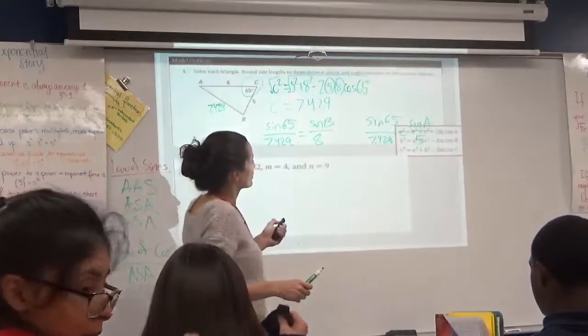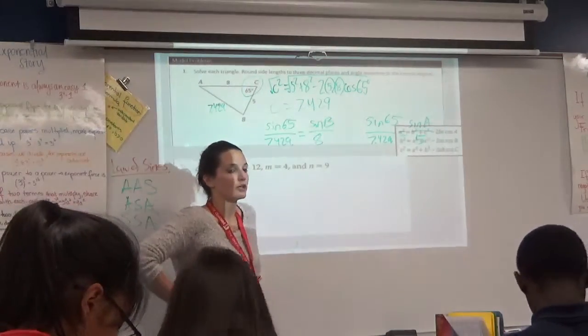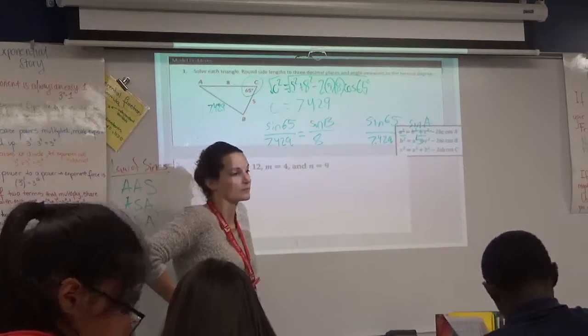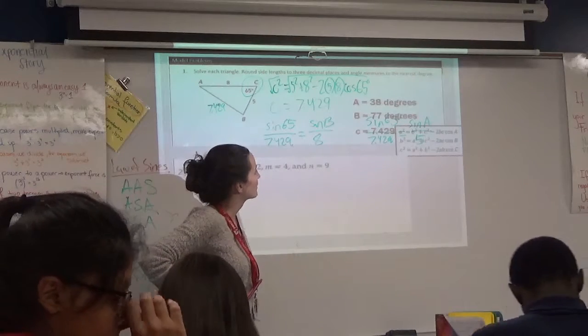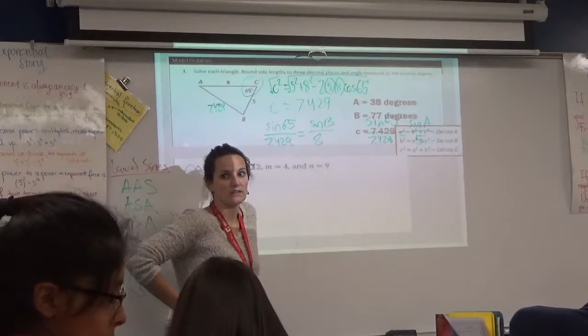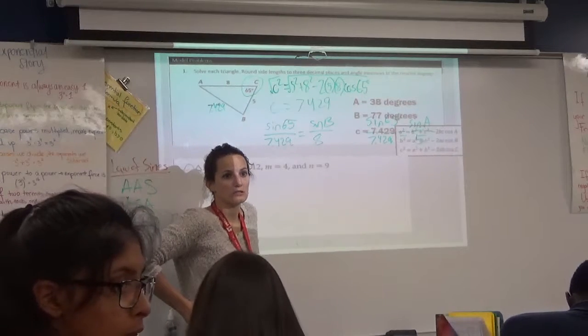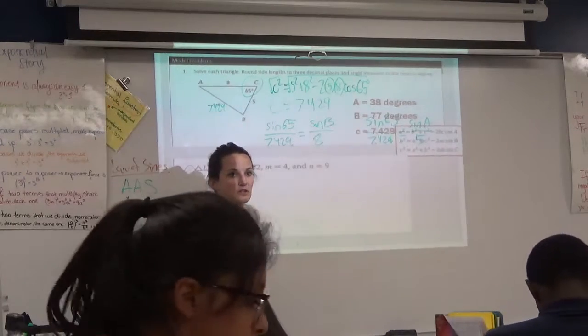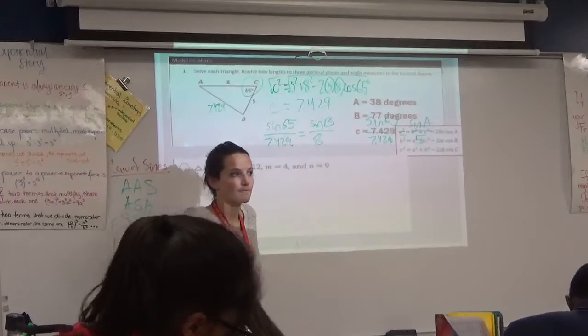For these, you're solving for an angle, so what you put in your calculator should have been an inverse sine, right? An inverse sine of something. So you should end up with, roughly, if you round to the nearest degree, 38 degrees and 77 degrees. 38 degrees and 77 degrees. Okay?